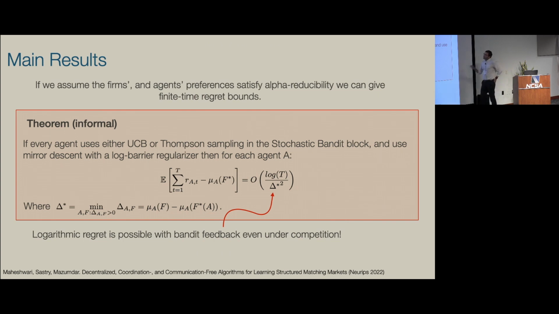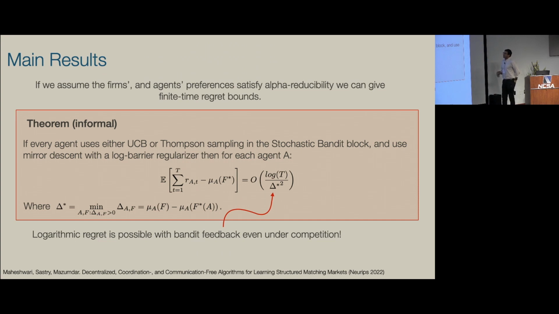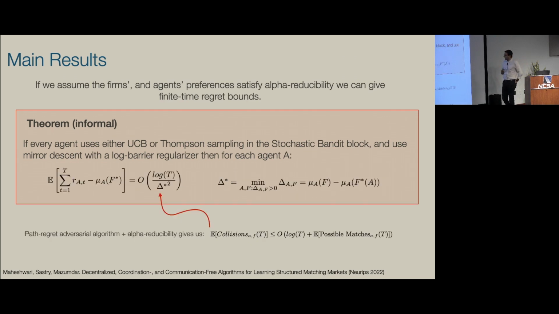But the nice thing then is if every agent uses UCB or Thompson sampling in that stochastic bandit block, so you could choose your favorite approach to bandits, and you use this adversarial bandit algorithm, then for each agent A, we can guarantee that their regret with respect to the unique stable match is going to be logarithmic over the gap squared. And this gap squared is a little bit unavoidable because of the collisions. And it showed up in all of the other past works that had to rely on stronger assumptions. So the interesting thing here is that this logarithmic regret is still possible with bandit feedback and in this kind of competitive scenario.